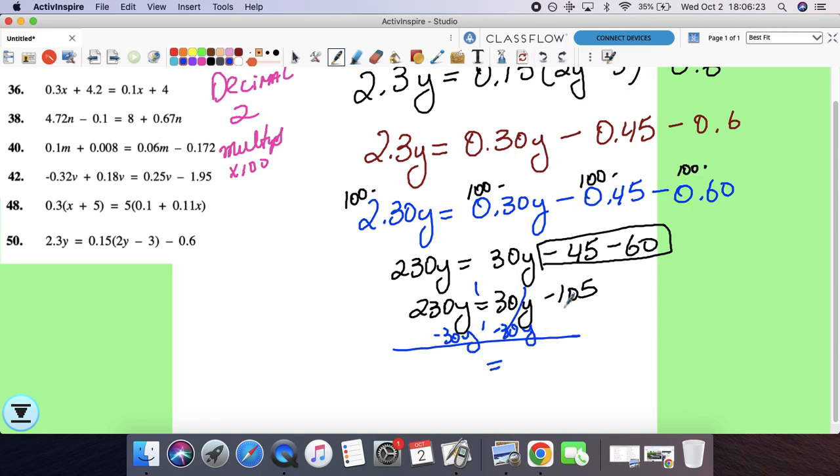Sorry, I don't need to write this 0. I'm going to bring negative 105 down. And 230y minus 30y is 200y. Okay, so my answer now becomes, let's see, I'm going to divide both sides by 200. And y equals negative 105 over 200, which we can simplify. Let's see what we can simplify that to. Divide by 5. Right, so 105 over 200, I'm going to simplify that, 21 over 40. Is it even worth it for me?